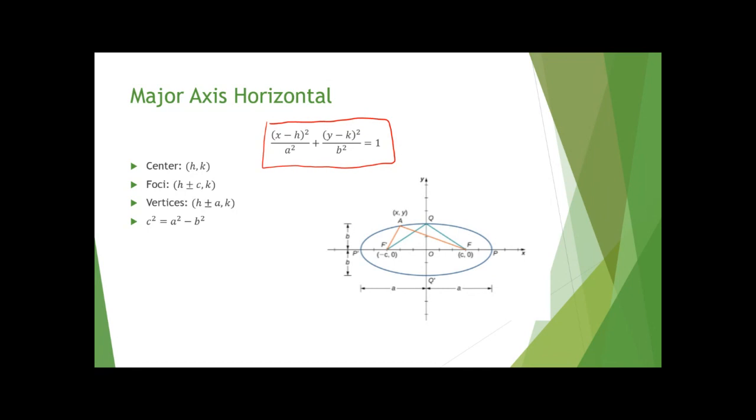So the locations of the foci for major axis horizontal is h plus or minus c. So c is this distance from the center to one of the foci. That's c in red. And so the foci are on either side of wherever the center is. This example is at the origin. And then the vertices are h plus or minus a. So a is a larger distance. a is bigger than c. And so then a squared minus b squared gets you c squared.